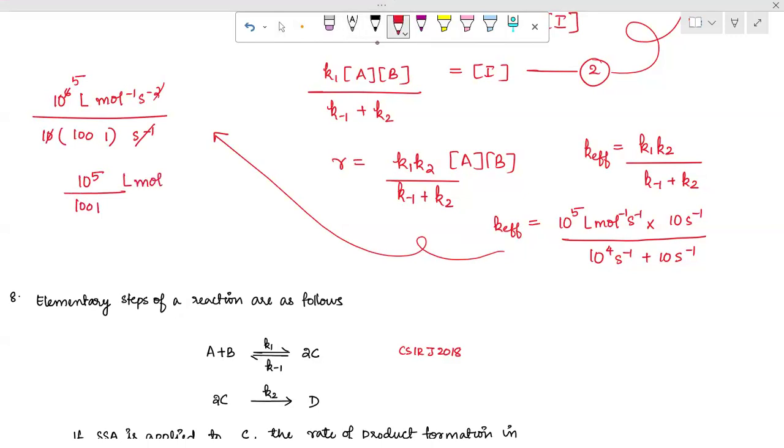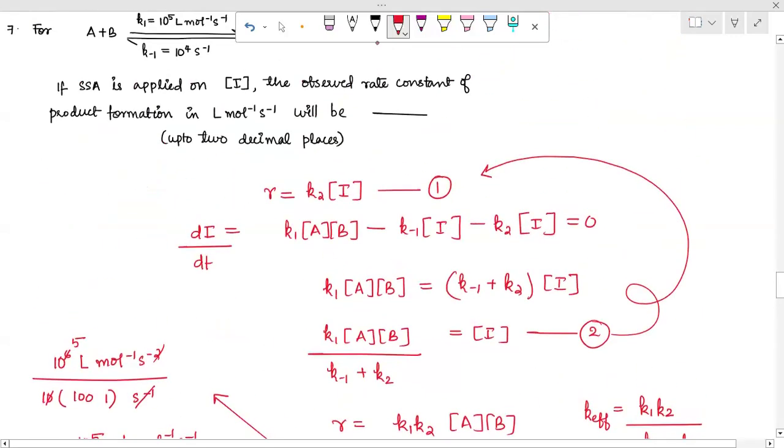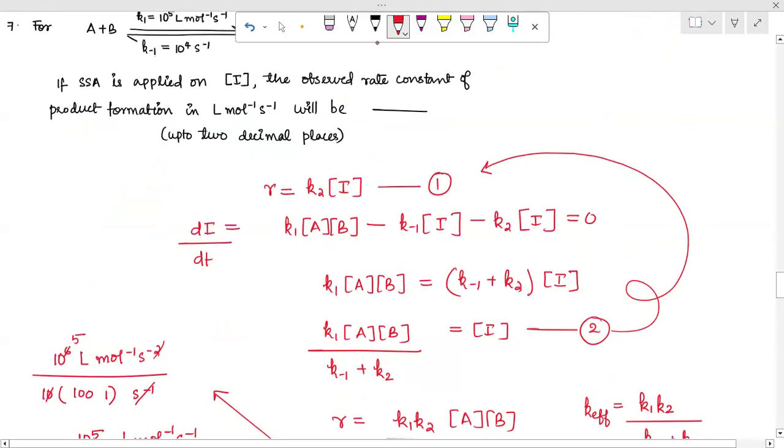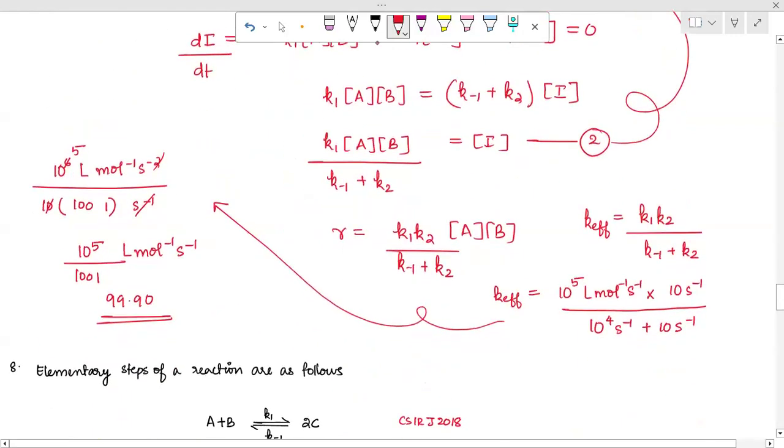Liter per mole per second. You need to numerically solve this. That's all. You have got the approach. So by solving this, what I'm getting is 99.90. You have to round it to 2 decimal places with this particular unit. So we have got the unit and you need to round it off.